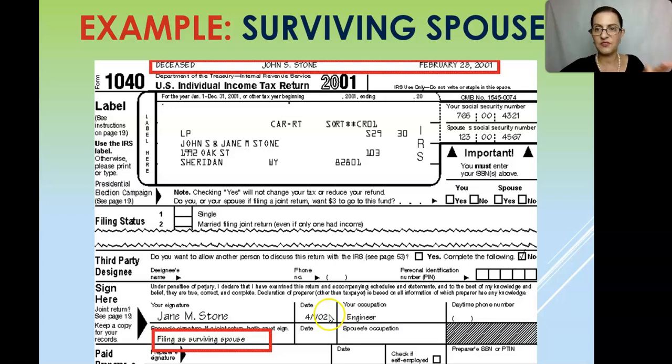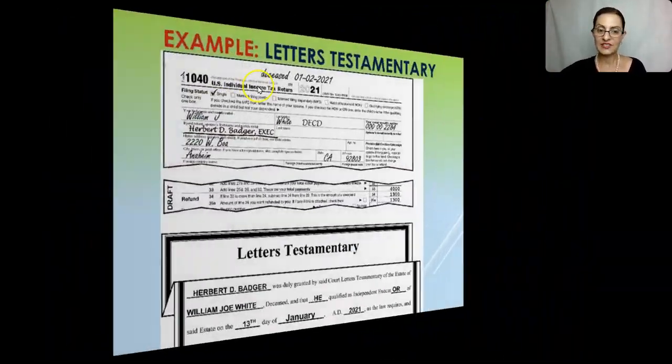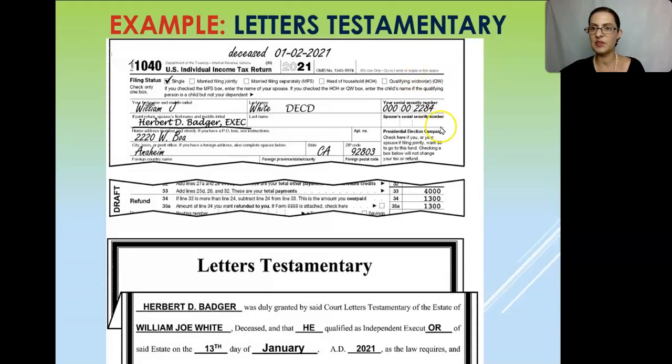I list the survivor first on the tax return. That leads to fewer mistakes on the IRS side. And then they sign at the top here, and then you just write "filing as a surviving spouse" in the signature area where the decedent would have signed if they hadn't died. Okay? All right. Letters testamentary, I wanted to give you an example of this too.